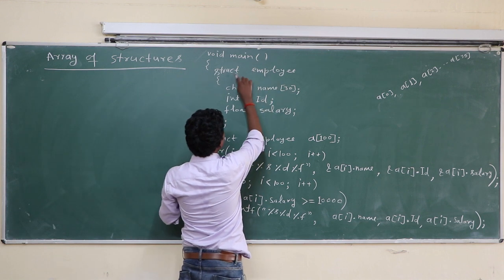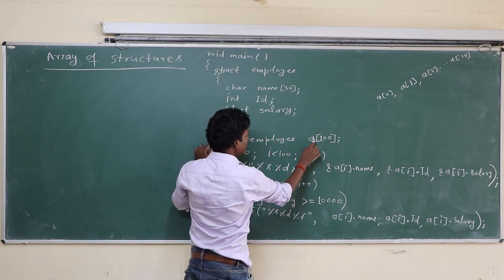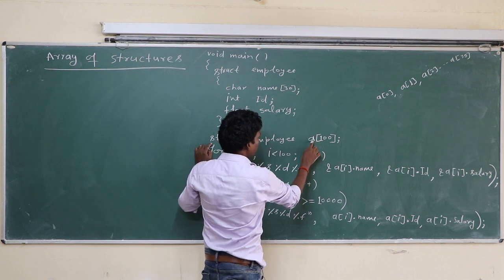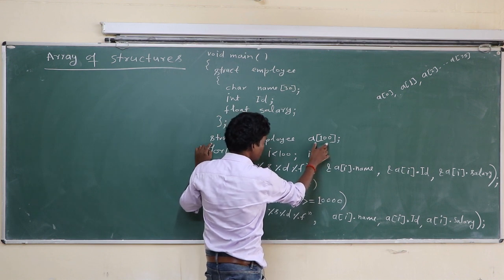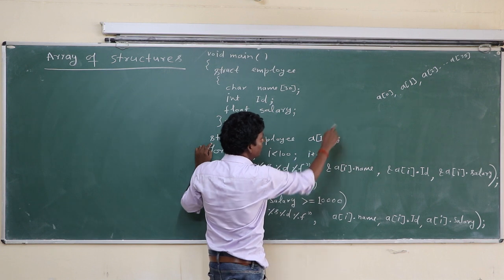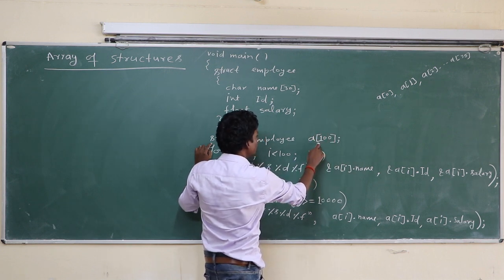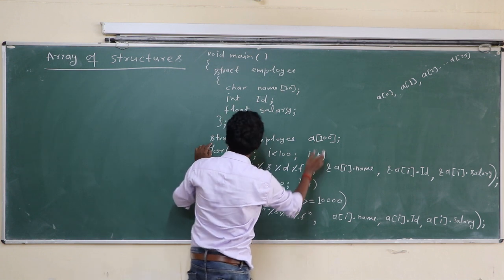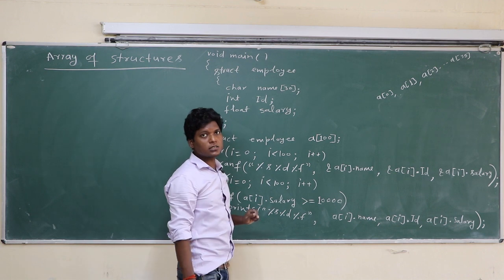Copy this line: struct employee here. This is the data type and this is the variable, but this structure variable is an array of 100 elements, so there are 100 structure variables. a of 0, a of 1, a of 2, a of 3, there are 100 structure variables, so it is an array of variables, or you can say an array of structures.